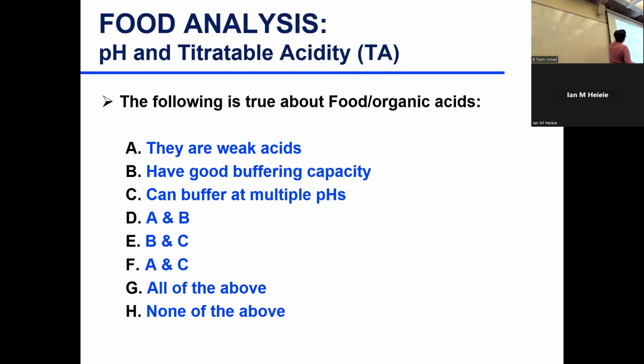Is the first one right or wrong? Yes, they are weak acids. Yes, they can buffer because they are weak acids. Weak acids can buffer. They can give protons when you're titrating with a base. They can give you the protons easily so that they can steady the pH. That means they can buffer. Do they buffer at multiple pHs?